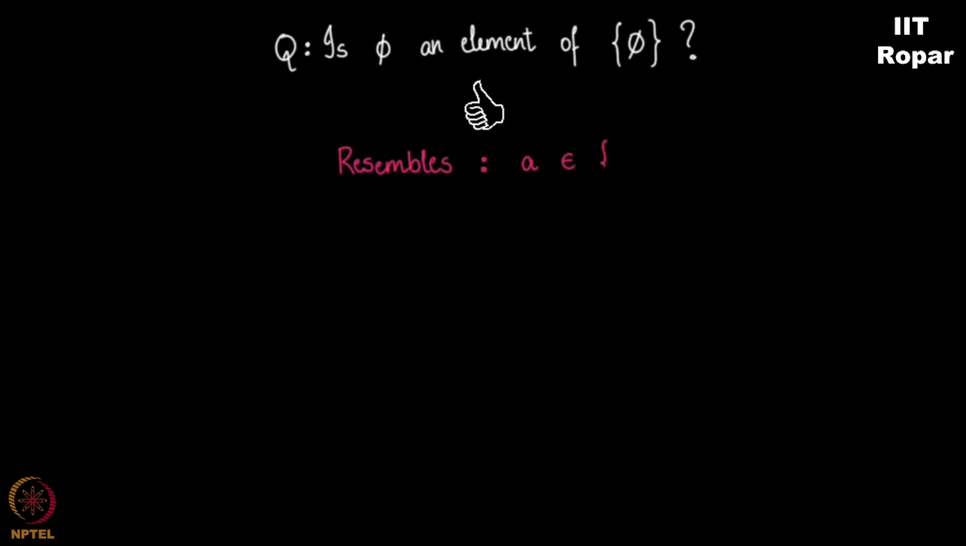Now my question happens to be this. Is phi an element of a set containing phi? Now this is obviously true. Why is that? Don't you think this resembles A belongs to a set containing A? Irrespective of what phi is, phi stands for an empty set, but phi is an object. And you are considering a set containing one object, and that object happens to be phi, irrespective of what phi denotes. You should say, yes, this is true, because phi does belong to this set containing one element phi.